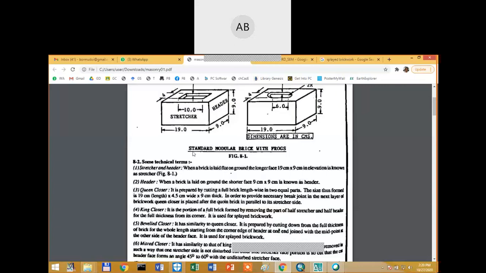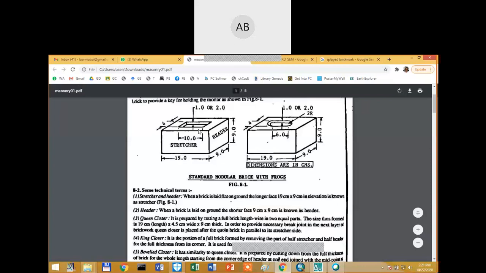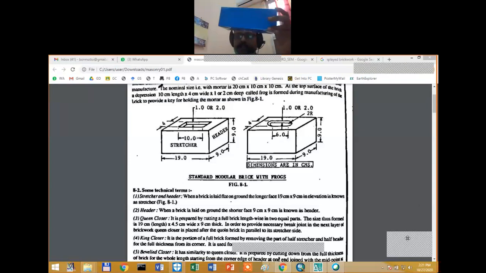There are some other terminologies which you should be clear about. Often you will hear about the stretcher and the header. What is a stretcher? As you see in the drawing here, this 19 centimeter side is known as the stretcher. Let me switch on my video and show you an example of the stretcher. Can you see this on the screen?